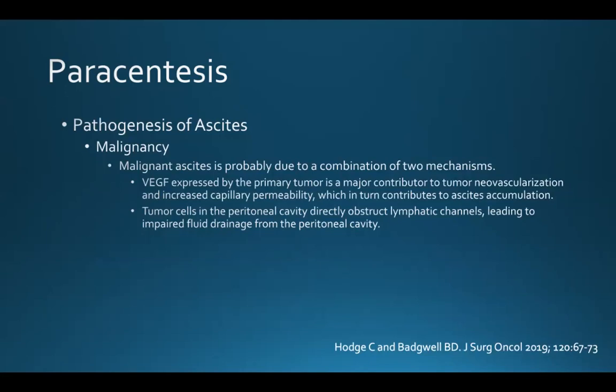Malignant ascites is probably due to a combination of two different mechanisms. First, VEGF expressed by the primary tumor is a major contributor to tumor neovascularization and increased capillary permeability, which in turn contributes to ascites accumulation. And second, tumor cells in the peritoneal cavity directly obstruct lymphatic channels, which can lead to impaired fluid drainage from the peritoneal cavity and increased ascites.